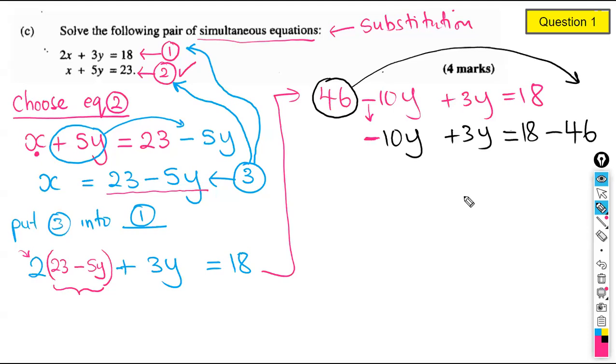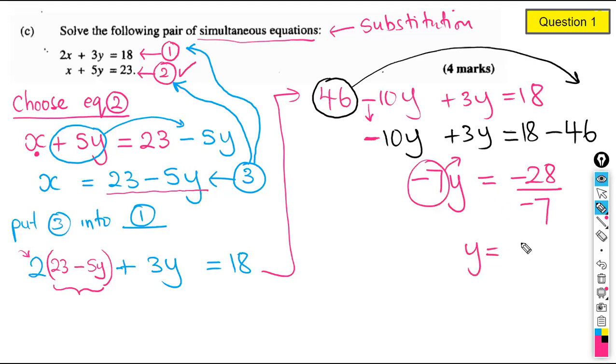Be very, very careful. Minus 10y plus 3y is minus 7y. 18 minus 46, I cannot do that in my head. 18 minus 46 is minus 28. The 7 is a multiply, throw it across, you get a divide. When you throw across a multiply, the sign does not change. So y is equal to 4, but we're still not finished.